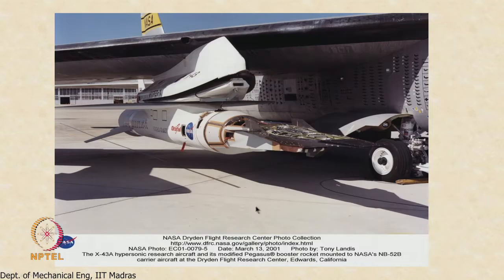So, here you see a close-up view of the scramjet vehicle that I showed earlier. You can see the intake here and you see the engine which is mounted over here. Then you see the whole thing being mounted on this missile. And the whole thing is underneath this wing of this aircraft. That gives you an idea about the size and so on. This is an experimental aircraft.